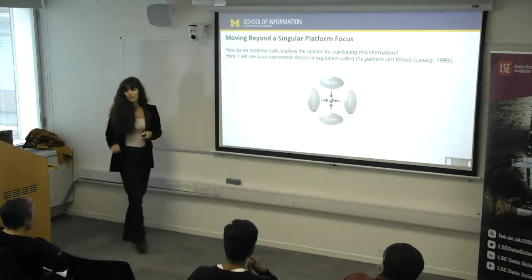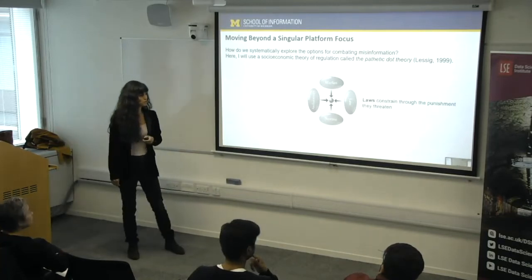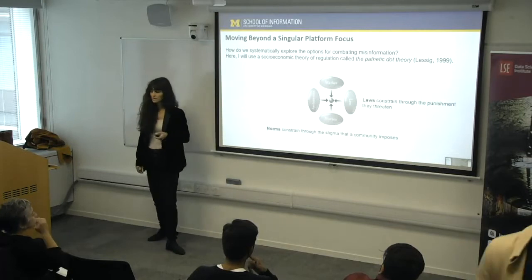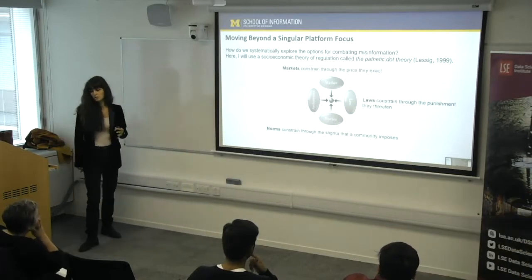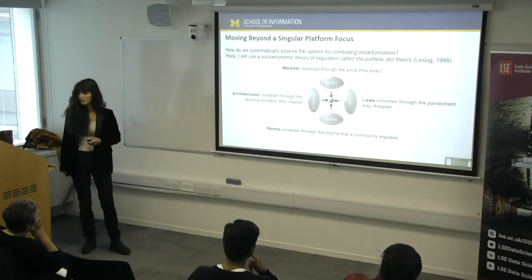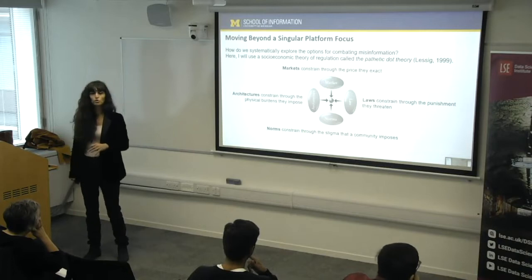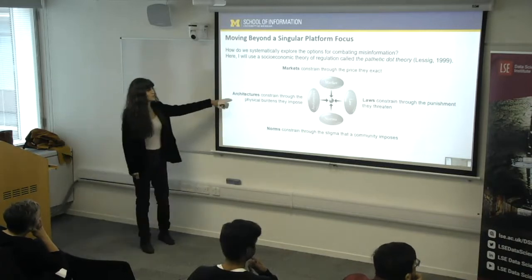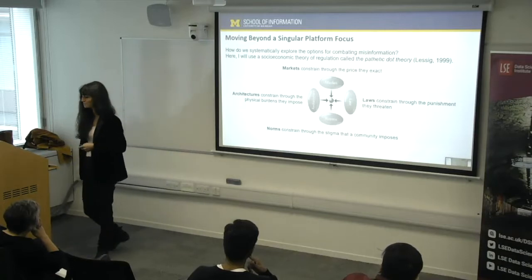There are four regulators that act upon them. We have laws that constrain through the punishment that they threaten, norms that constrain through the stigma that a community imposes, markets that constrain through the price that they exact, and architectures that constrain through the physical burdens that they impose. So in the online world, architecture is the code. This is the code of the platforms that we are interacting with.